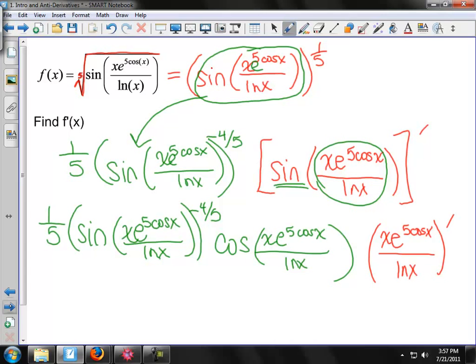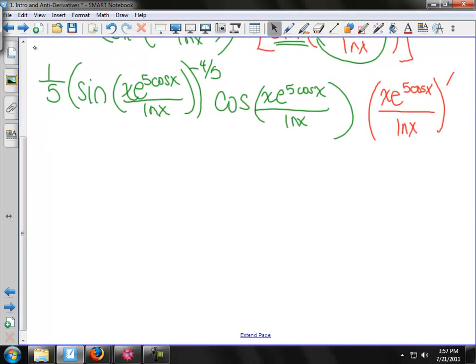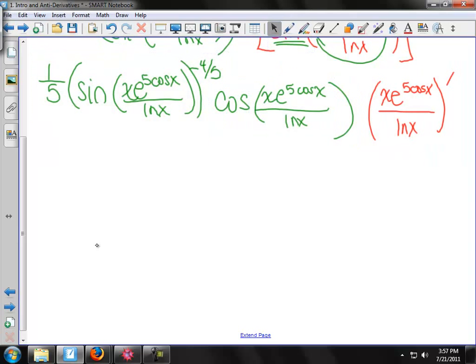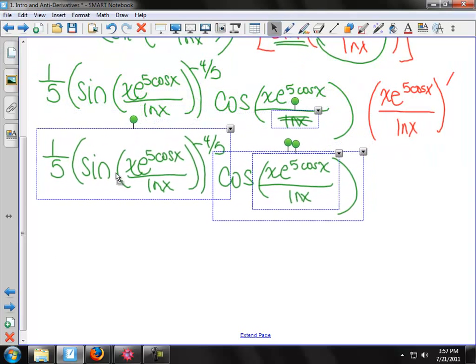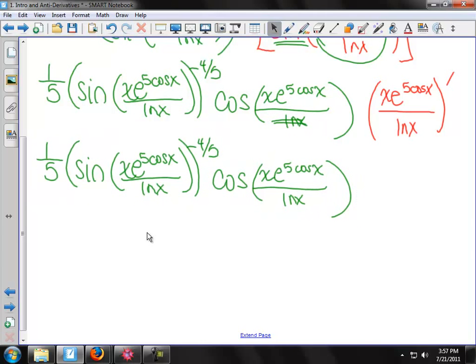Okay, so how do you take the derivative of a fraction? Well, you have to use the quotient rule, right? So we're going to copy all this stuff again. There we go. I know, that's cheating. And now we're going to use the quotient rule.